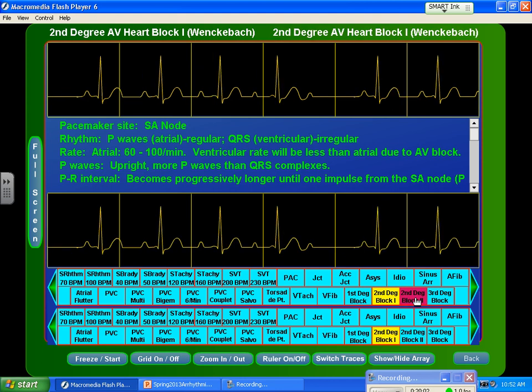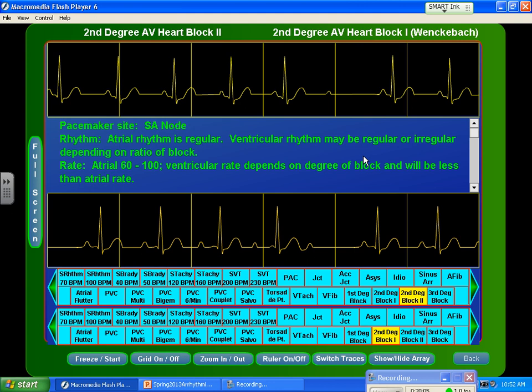And I'm going to put second degree type 2, Mobitz 2, no Wenckebach. They just couldn't come up with a different name for type 2. So we have second degree type 2, or Mobitz 2 is what they call it. Now what happens with this type is that you have just a random dropping of that QRS complex. So all of your complexes are going to look fine. Your P to R intervals are going to be fine. So you've got a PQRST, PQRST, PQRST, PQRST, P, and then no QRS. And this happens randomly.